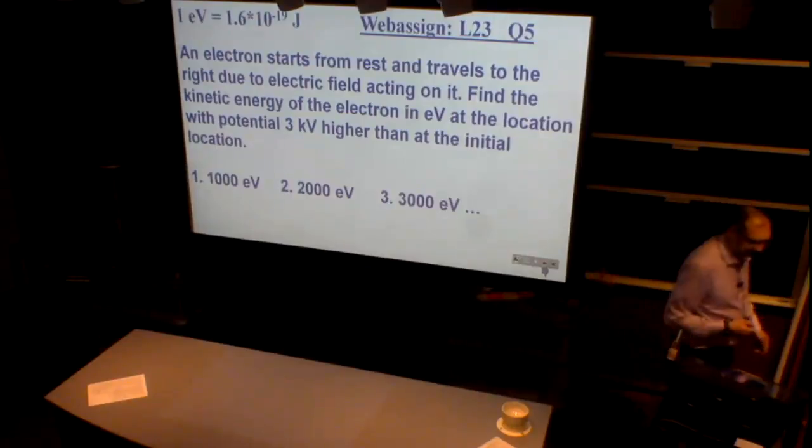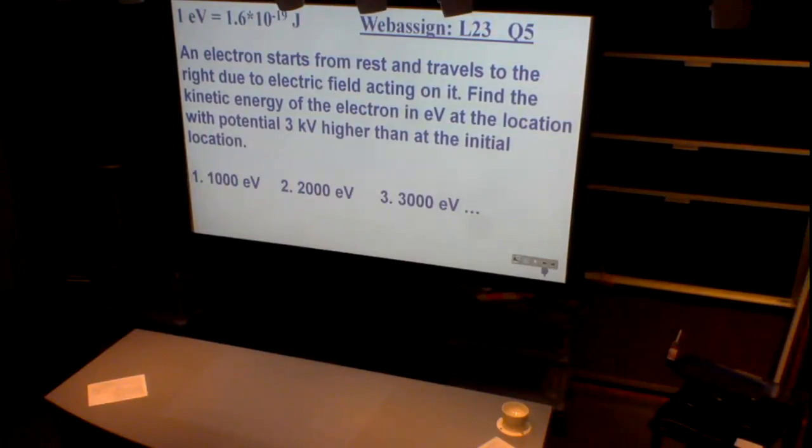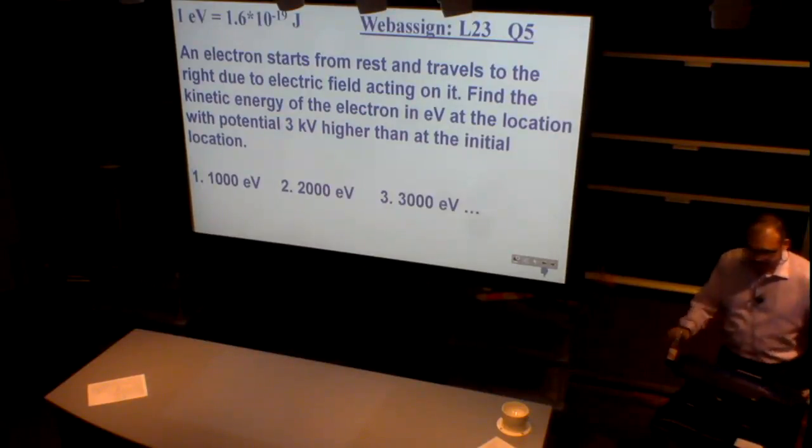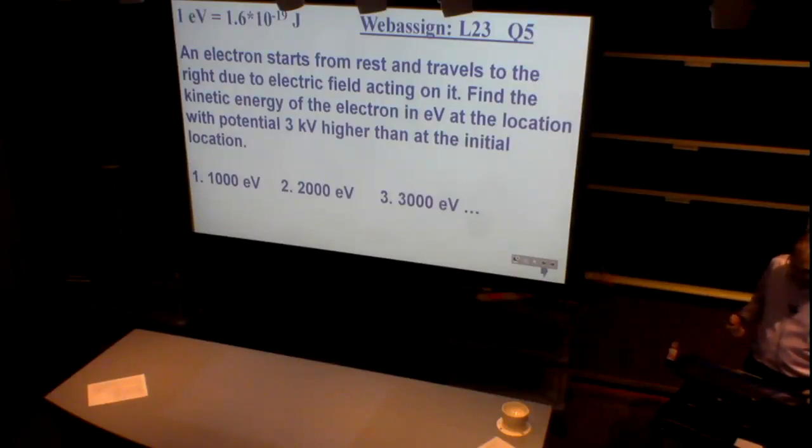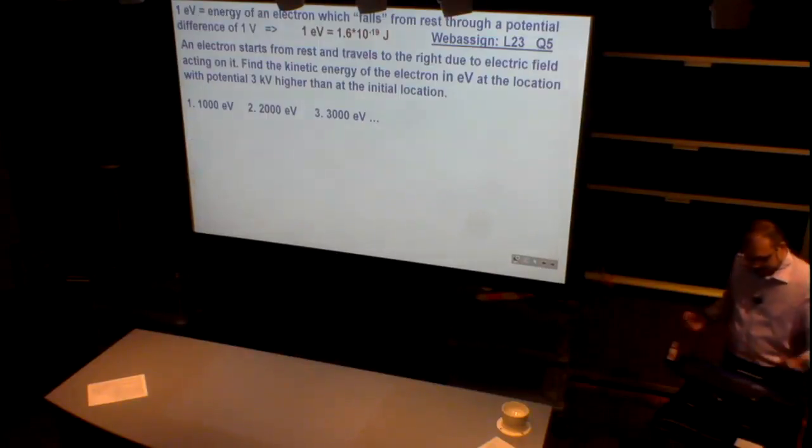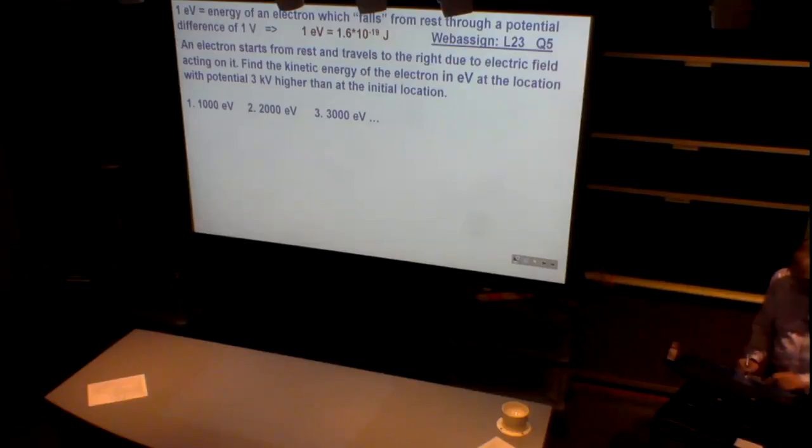So, if traveling through 1 volt brings 1 electron volt energy, how much energy does it bring if electron travels through 2 volt potential? 2 electron volts. 10 volts lead to 10 electron volts of gain. 3,000, that's what kilo means. Volts. So initial potential is zero, final potential is 3000 volts.